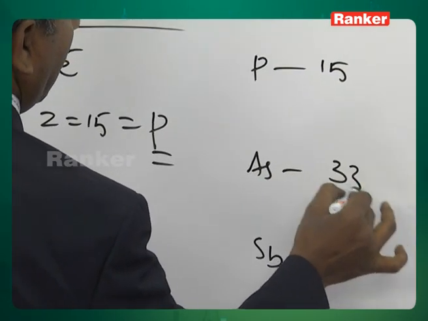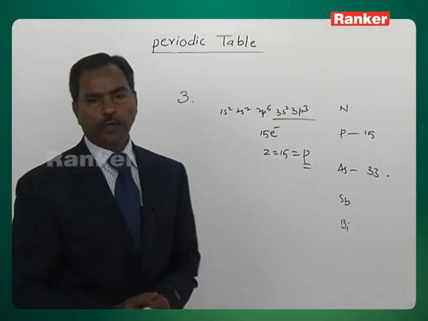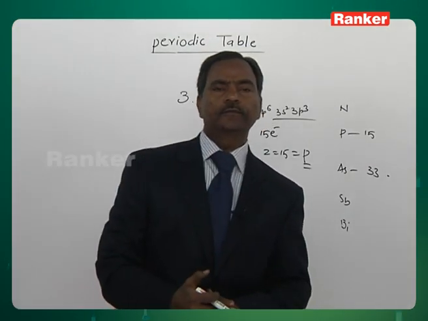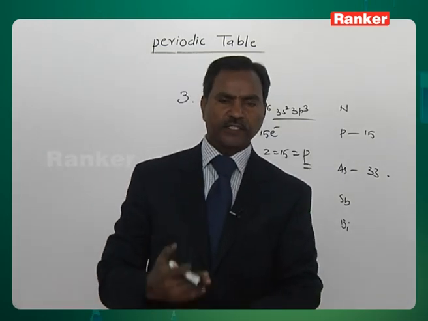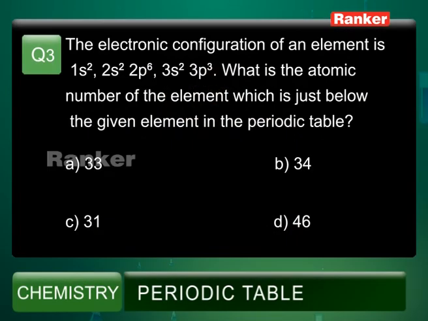Then arsenic is 33. So below phosphorus, the next element is arsenic. Arsenic atomic number is 33. Therefore, question number 3, the answer is A.